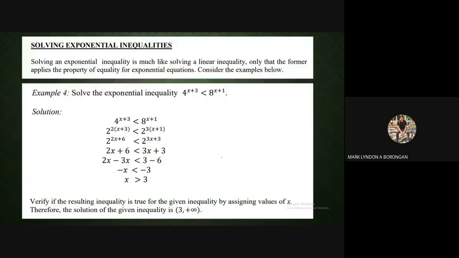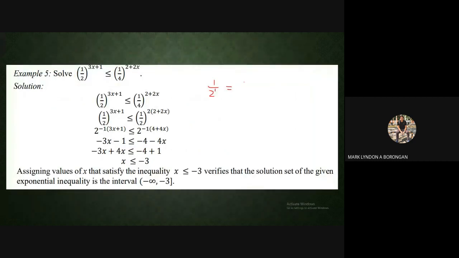So, what happens is this. It will become 2 to the power of negative 1. So, I just reversed it, guys. It can be written as 2 to the power of negative 1 times 3x plus 1. What about the 1/4? 1/4 is 1 over 2 squared. Therefore, we can write it as 2 to the power of negative 2.